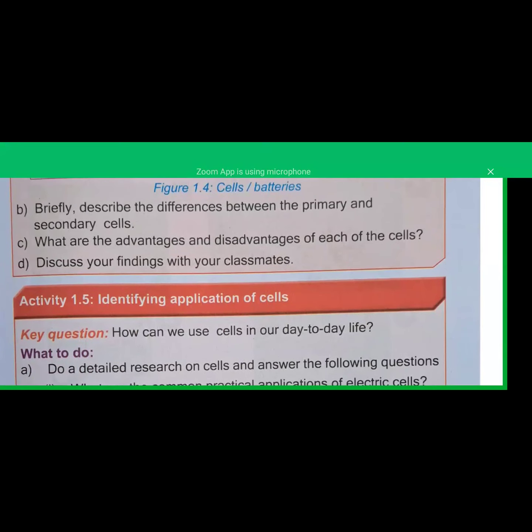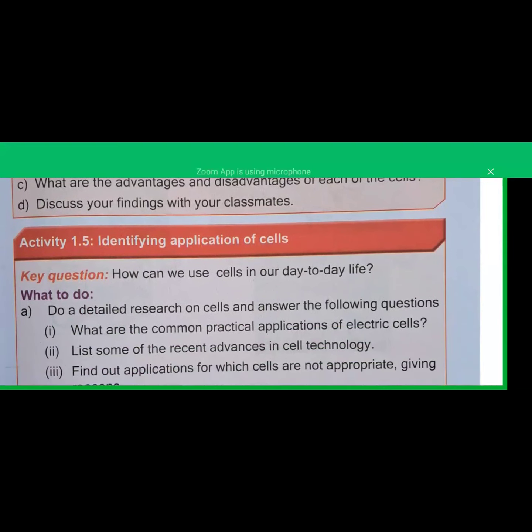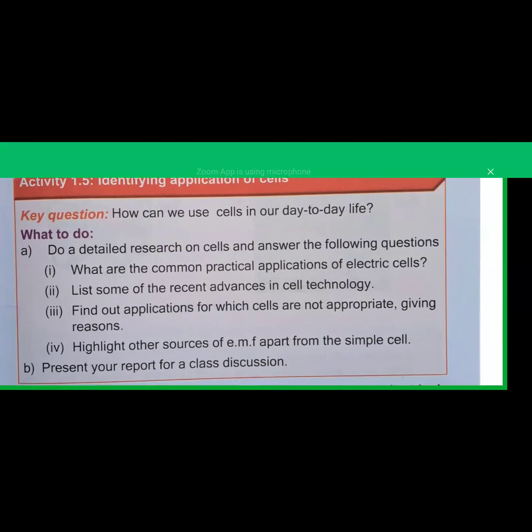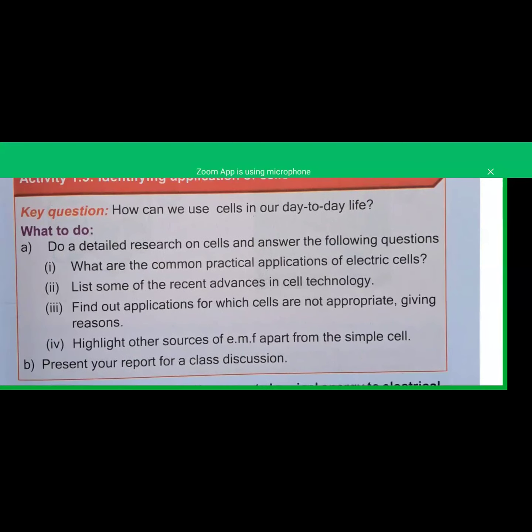Advantages and disadvantages of each of the cells. You have discussed that in the differences. Okay. These you can write them somewhere. You can write these questions. Write them, they will guide you as you are reading. Do a detailed research on cells and answer the following questions. What are the common practical applications of electric cells? List some of the recent advances in cell technology.